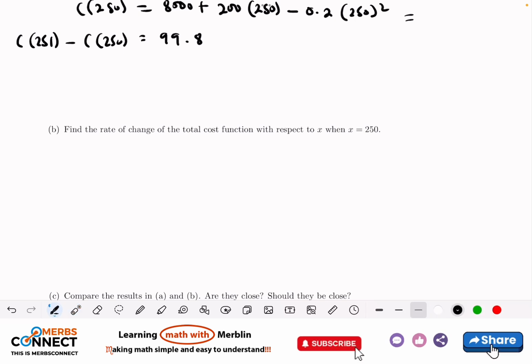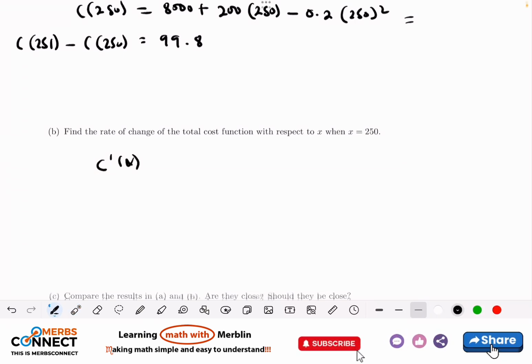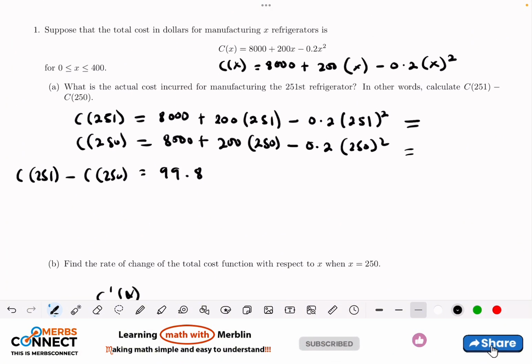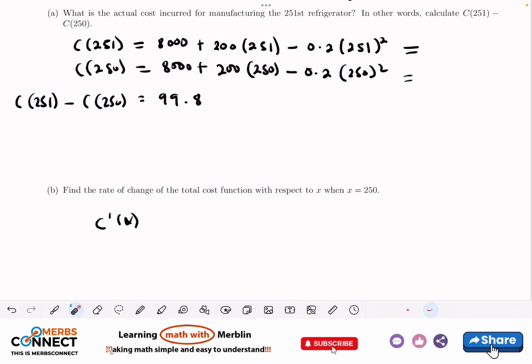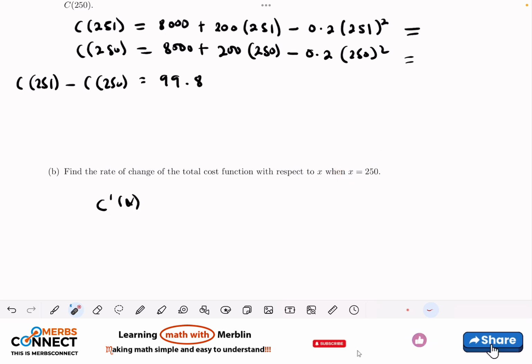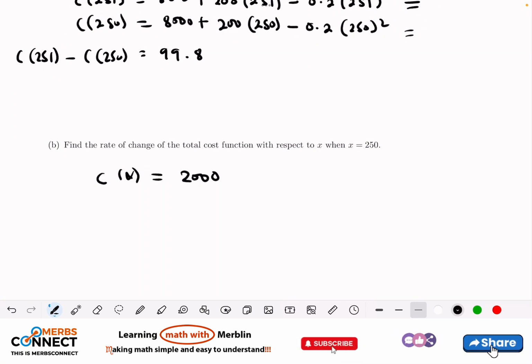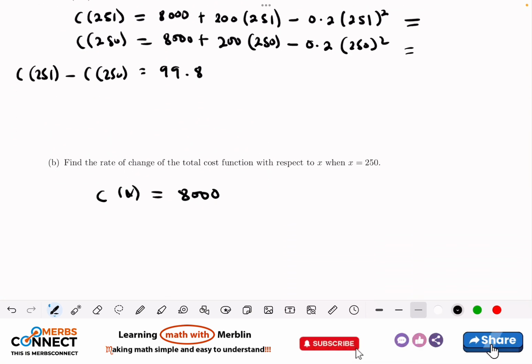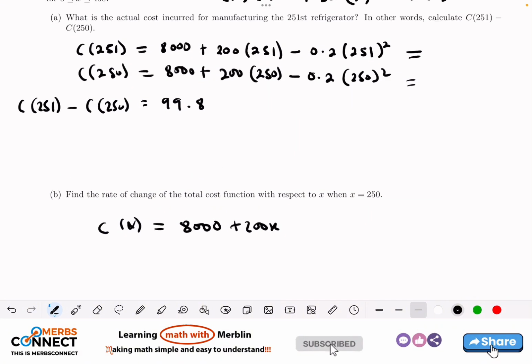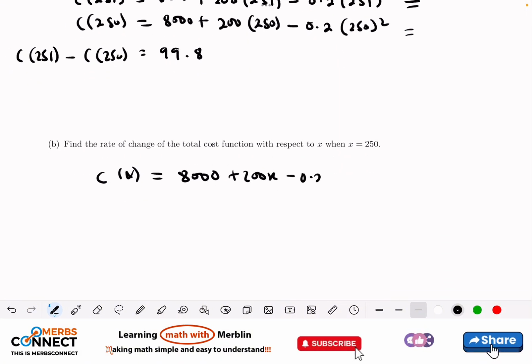Now we want to find the rate of change. So the rate of change here is when we need to find C prime of x from this equation. Then when we are done, we plug in x is equal to what? 250, right? So now what is the function here? This C, is it 2000? No, 8000 plus 200x minus 0.2x squared.